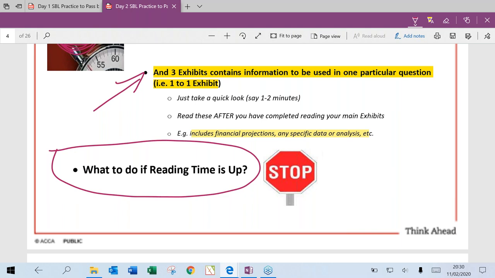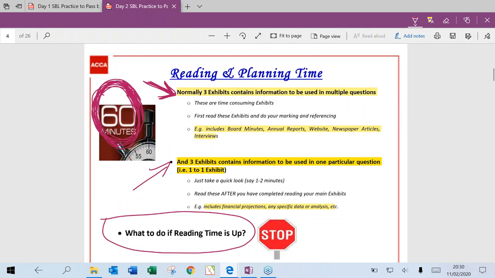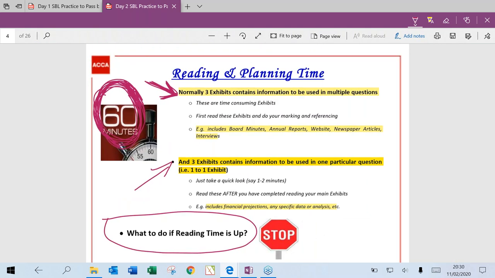Okay, spend the first 60 minutes on multiple exhibits and skip the one-to-one exhibits, because one-to-one we can always read once we start drafting that particular question. Do you guys understand the technique of the first 60 minutes? I want a yes or a no. Very good. Thank you so much.